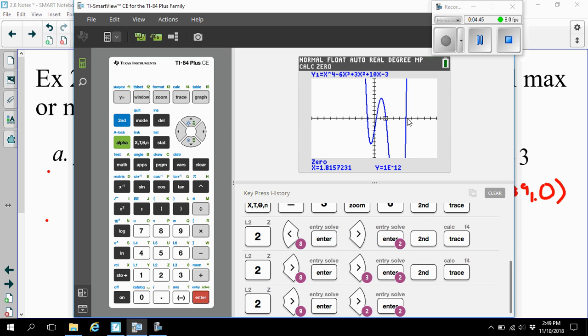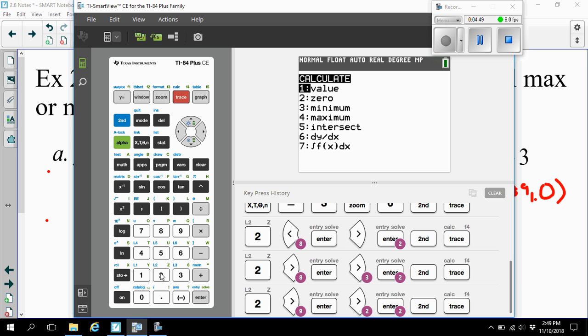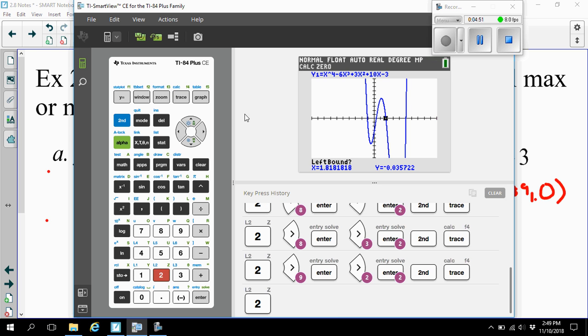Before doing that, we need to go second trace and go to 0, number 2 here. Then I move my cursor to be left bound. It's going to be below the x-axis. There we go. This is on the left-hand side of our x-intercept. Press enter. Then I go over and go up, and that'll be my right bound. Then press enter one more time. And this one will be 5.033.